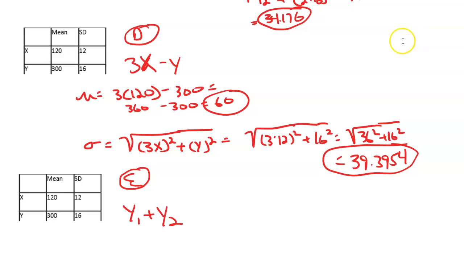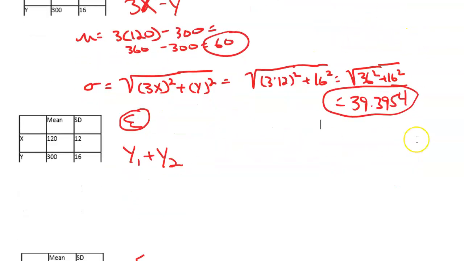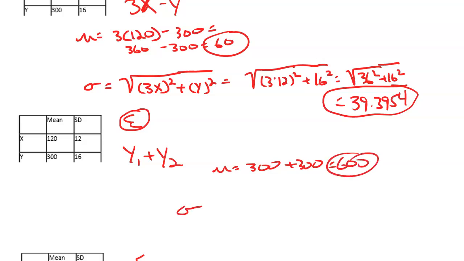All right, and the last one is E. Well, we got two more actually, E and F. So let me get to those. For E, what we're going to do is it's y1 plus y2. So we're doing y twice. We're adding y onto itself. For the mean, that's just going to be 300 plus 300. So we're like doing that event twice. 300 plus 300 is going to be 600. For the standard deviation, it's going to be the square root of y squared plus y squared.